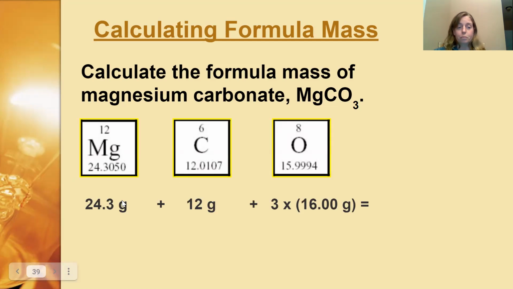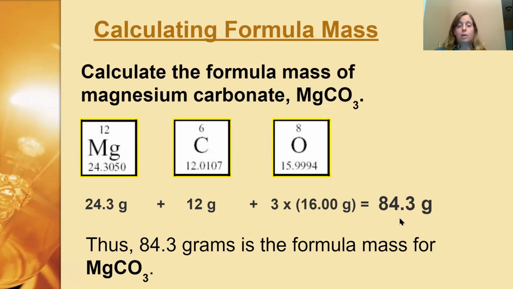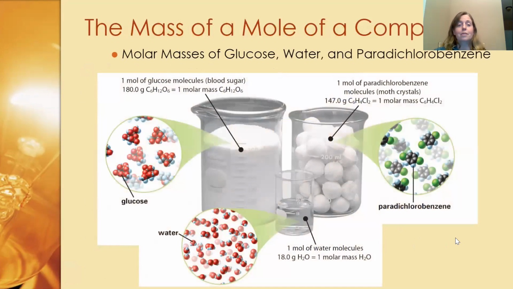So now I'm going to take 24.30 plus 12.01 plus 3 times 16.00, okay? And I'm going to get 84.30, all right? So that's going to be your answer. So thus, 84.30 grams is the formula mass for magnesium carbonate.